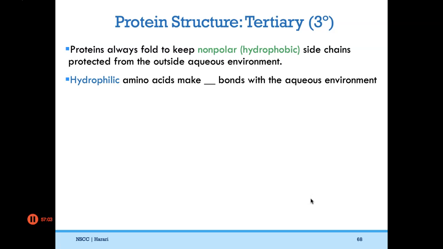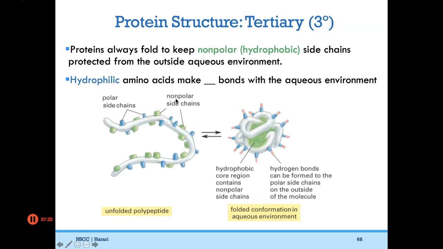Proteins always try to keep their hydrophobic and nonpolar side chains protected from the outside aqueous environment. So that makes sense. Most of us is made of water, most of us is aqueous. So proteins usually try to keep their hydrophobic, their water-fearing side chains on the inside. The hydrophilic amino acids on the outside can make what kind of bonds with the aqueous environment? They can make hydrogen bonds.